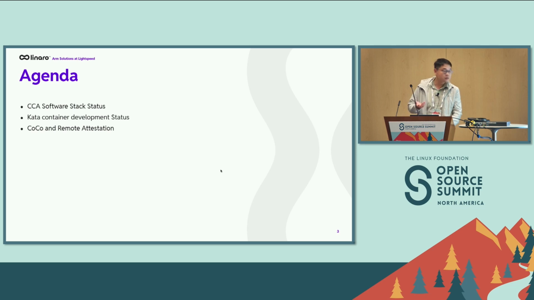Here is my agenda today. I will first introduce the general development status of the ARM CCA software stack, including the kernel and firmware support. On top of that, I will introduce more information on Kata Containers development status for the ARM platform. The last part is about confidential containers and the remote attestation work we have done recently.